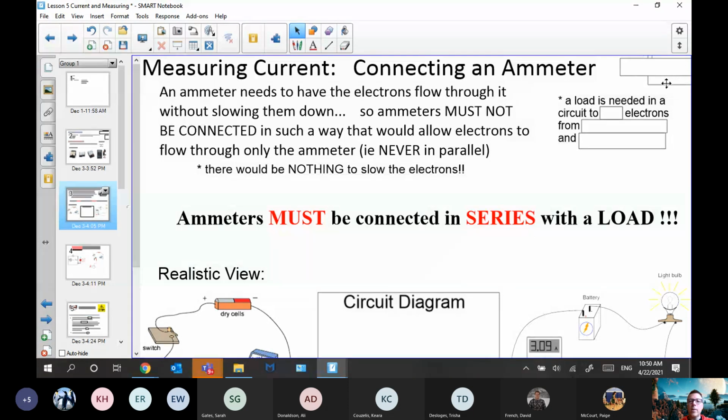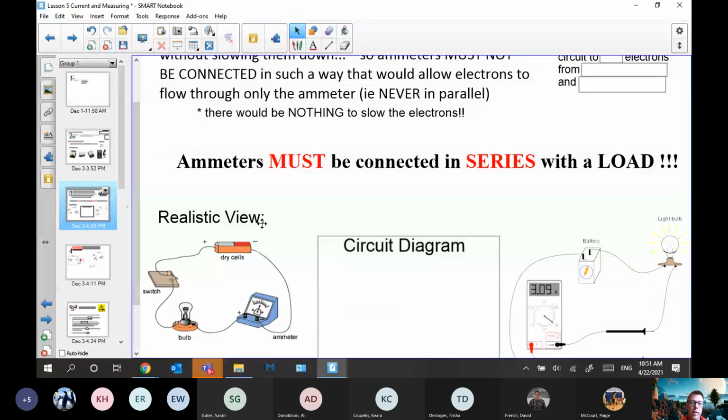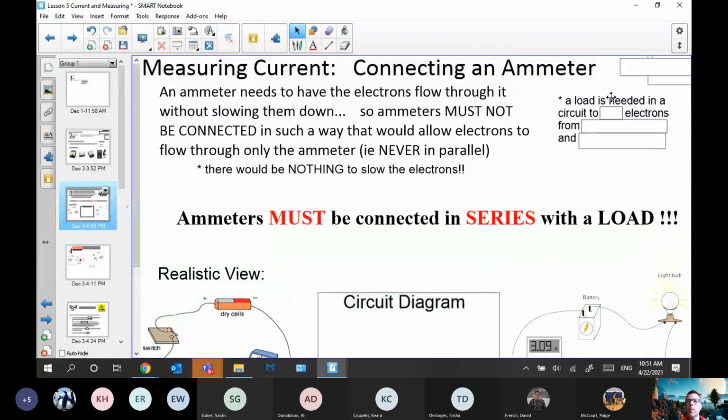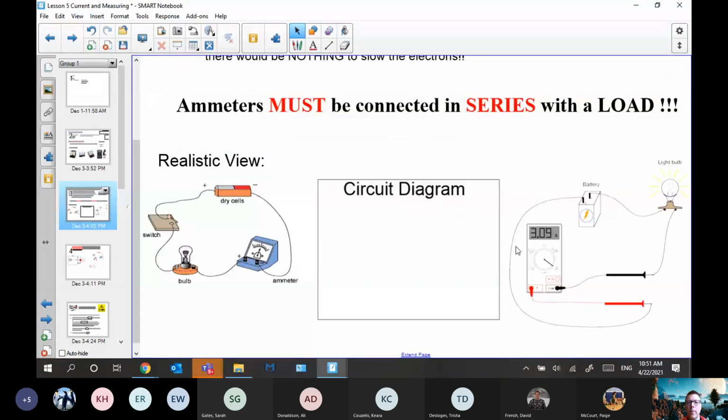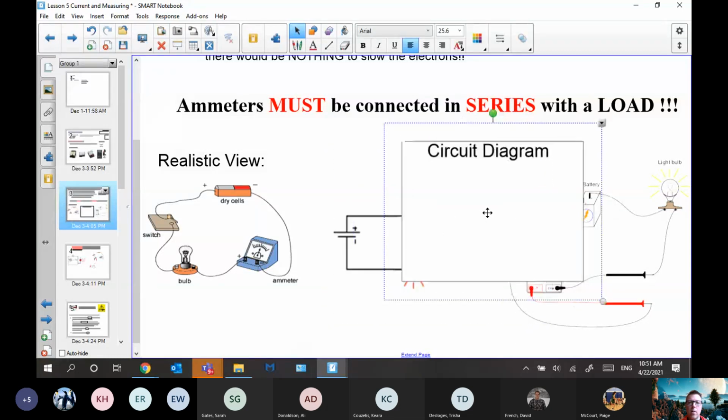You can't let it be hooked up so that electrons can just go through it and not through something else, because there wouldn't be anything to slow them down. Ammeters are designed to not slow electrons down at all, right? So by definition, if you hook up an ammeter directly across a battery, there's nothing to slow electrons down. They'll just fly through that little loop. It'll be a short circuit, and you will cook that ammeter. So a load is needed, of course, in a circuit, to stop too many electrons from flowing. This should make sense based on what we talked about yesterday.